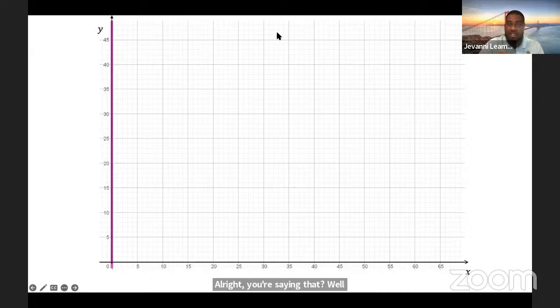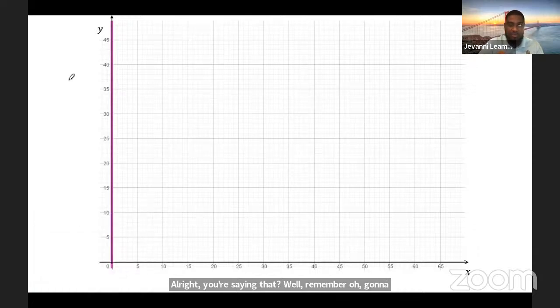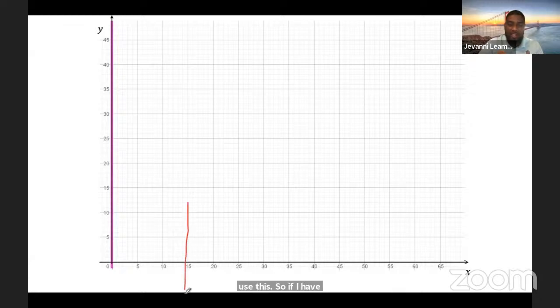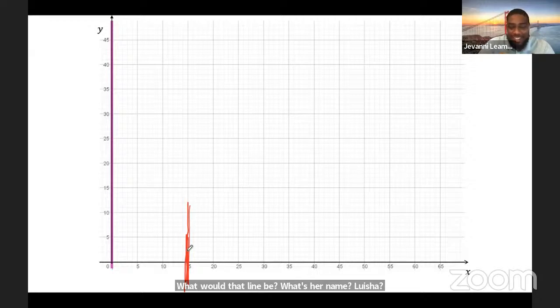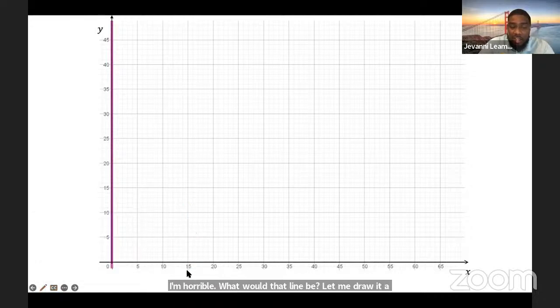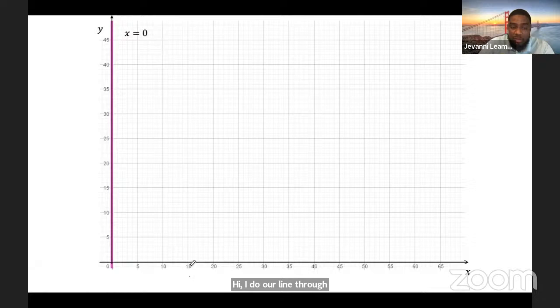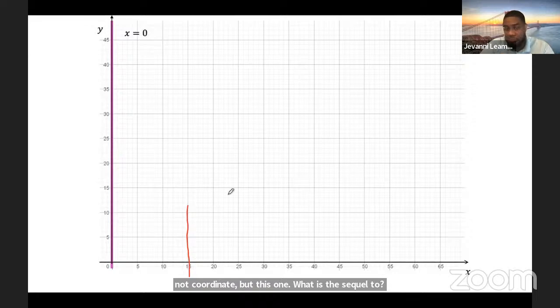But remember, can I use this? So if I have, when I'm drawing, let's say I have a line right here. Let's say it's at the 15. What would that line be? What's her name? Luisha? Sorry, I'm horrible. What would that line be? Let me draw it a bit better. I drew a line through this point. What is this equal to? Go ahead. It would be 15.